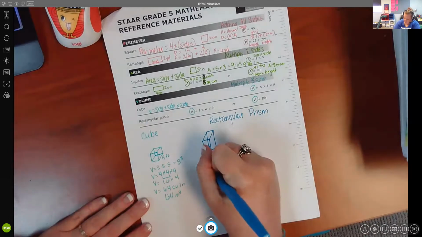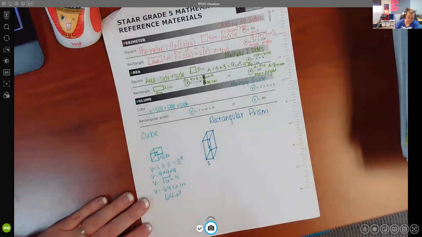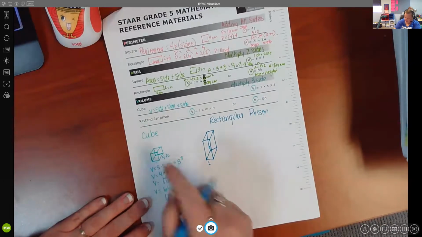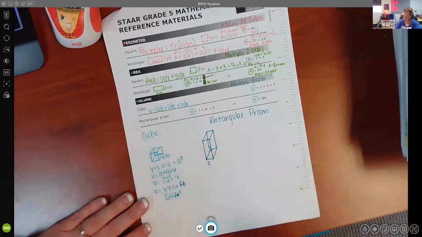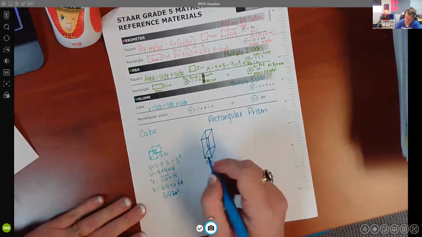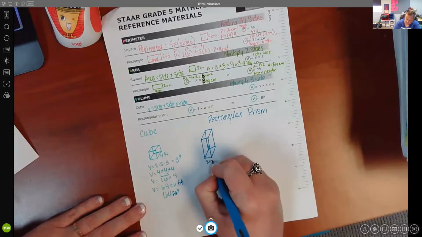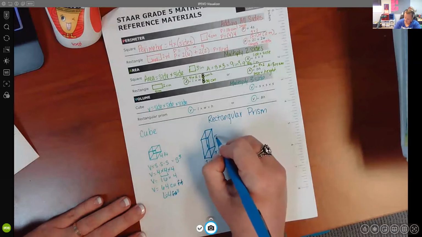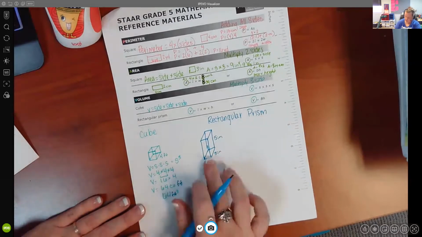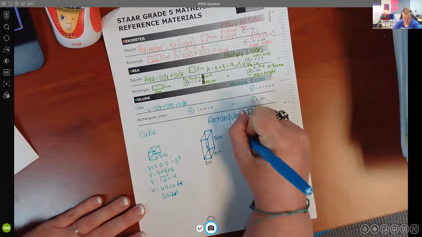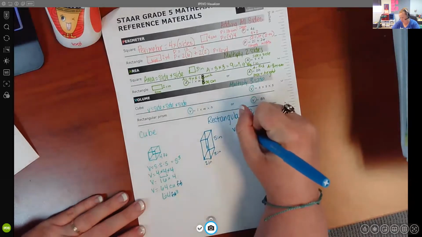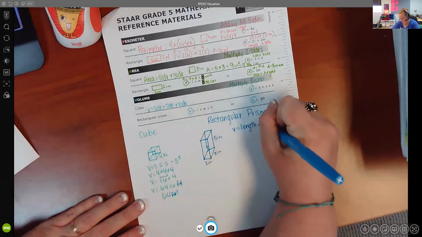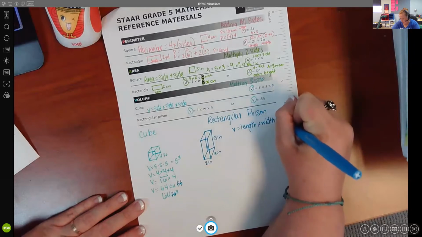Okay, so if we have, and I just noticed I put cubic inches when my units here were feet, so you really have to be careful. So 2 inches here, 3 inches here, and 5 inches here. So for this, volume equals length times width times height.